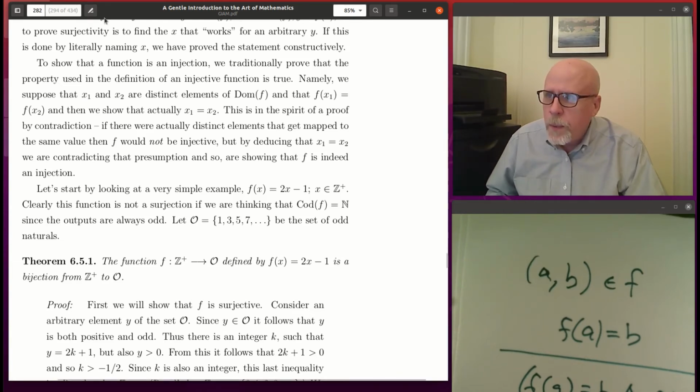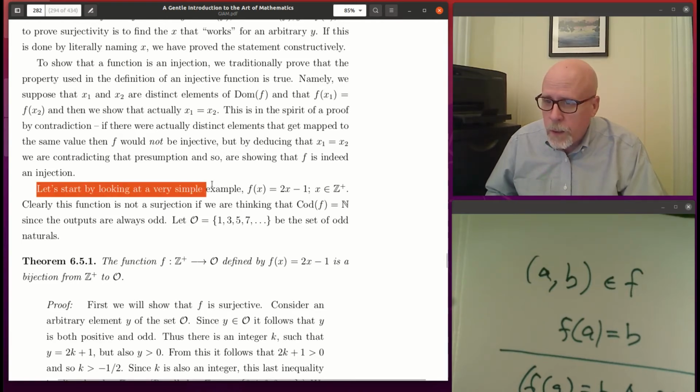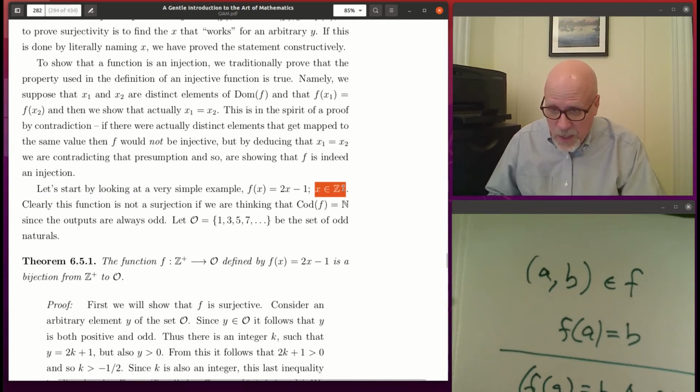Okay, so this is page 282 in JIAM. The example I want us to look at is right here. It starts in the middle of the page with that sentence. Let's start by looking at a very simple example. The function involved is 2x minus 1, although you need to be careful at this point. There's also a statement about the domain of the function here. x is a positive integer.